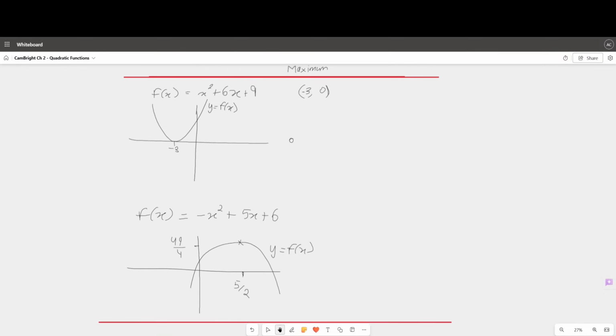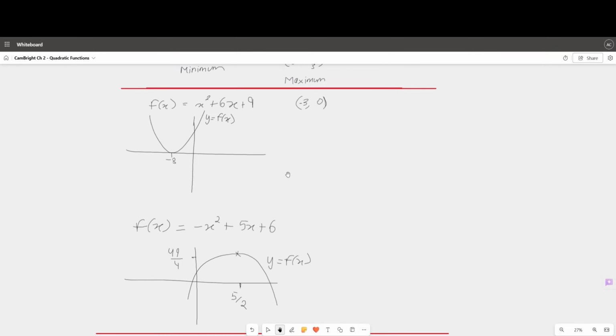The second thing is sketching the graph. So if we have this function x squared plus 6x plus 9, we can find the vertex is minus 3 comma 0. So what you do is you sketch a U shape, which is called a parabola. The y-intercept is 9, as you can see, and then you just have a turning point at minus 3 comma 0, so this is the shape.